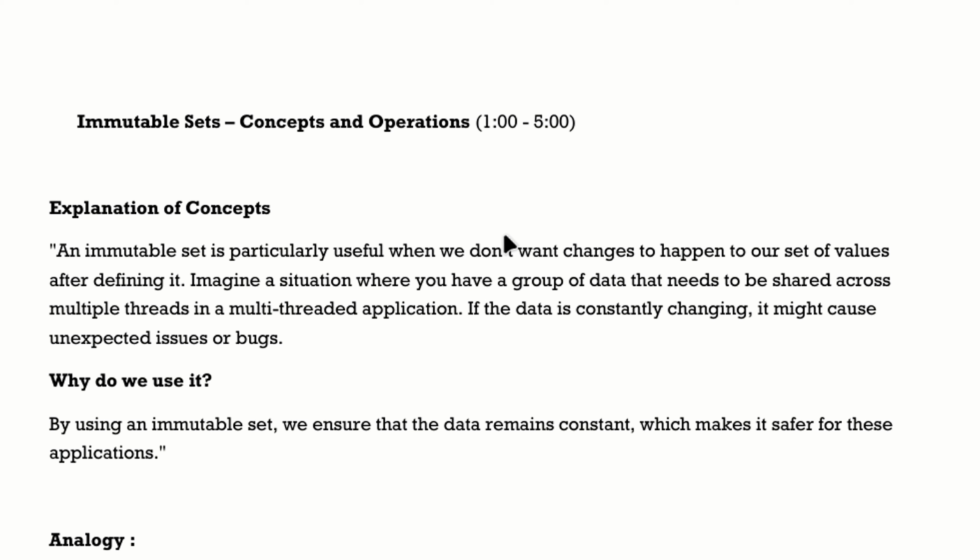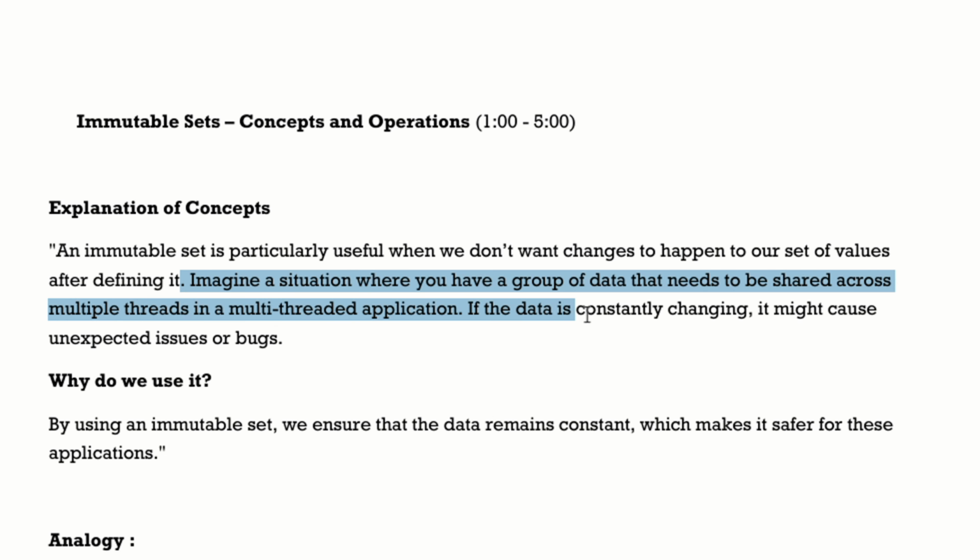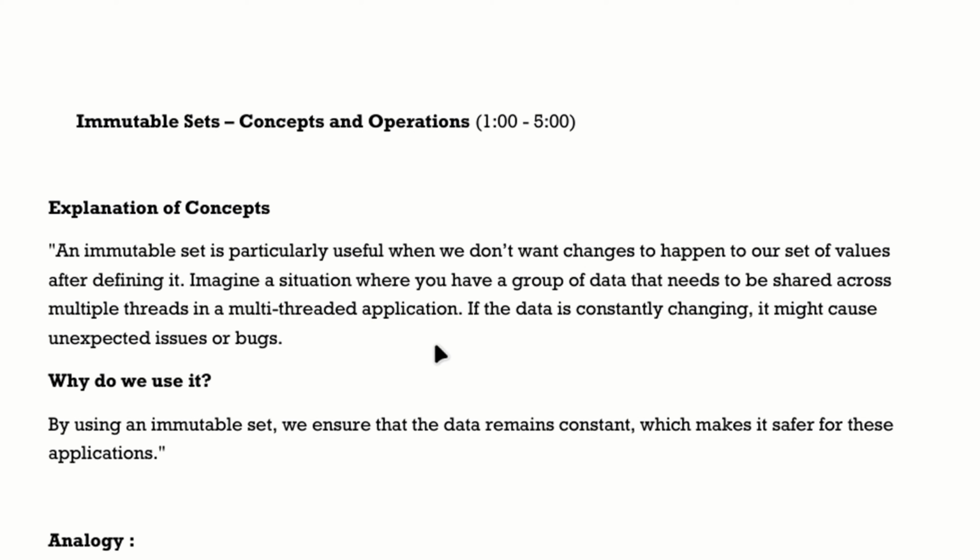An immutable set is particularly useful when we don't want changes to happen to our set of values after defining it. Imagine a situation where you have a group of data that needs to be shared across multiple threads in a multi-threaded application. If the data is constantly changing, it might cause unexpected issues or bugs. Why do we use it? By using an immutable set, we ensure that the data remains constant, which makes it safer for these applications.